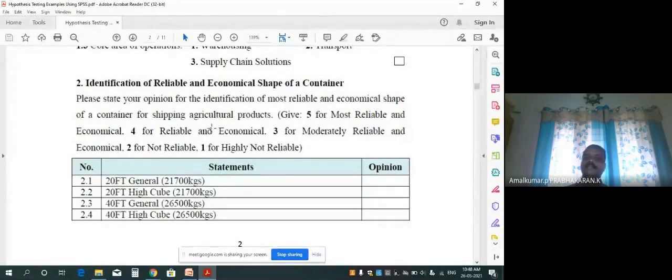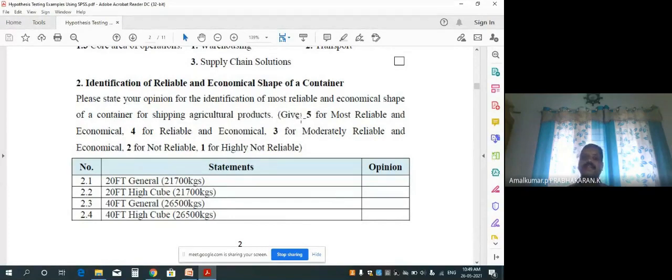So based on that, he developed a question, or a statement. This is an interview schedule. He developed the statement: please state your opinion for the identification of the most reliable and economical shape of a container for shipping agricultural products. And the data is collected on a 5-point scale.